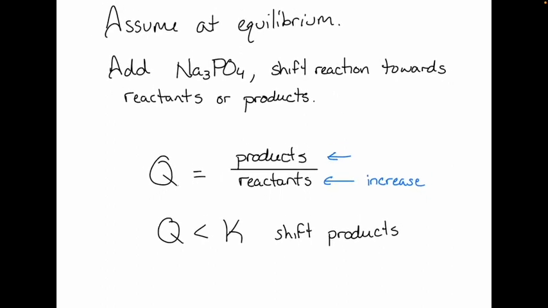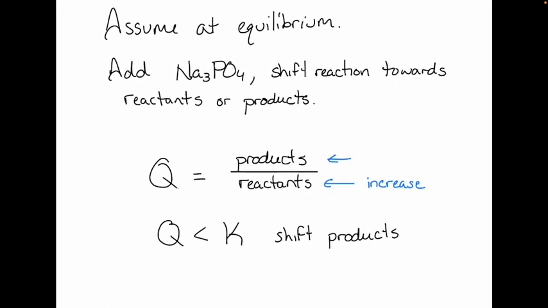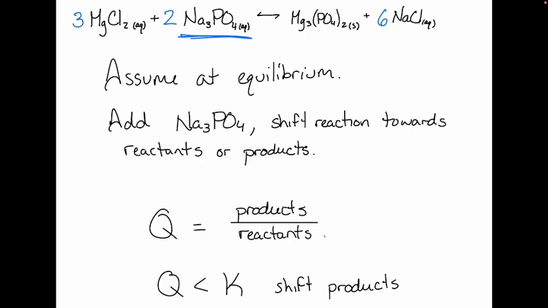All right, so let's just do another one here. Instead of increasing my amount of sodium phosphate, I'm going to remove sodium chloride. And I want to know which direction that's going to shift this reaction. So everybody take a second. If I let this system come to equilibrium, but then I go in there and I remove some of that sodium chloride, how is that going to shift this reaction in order for it to reach equilibrium again?